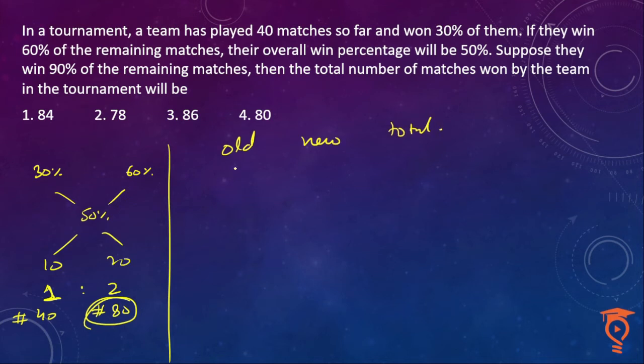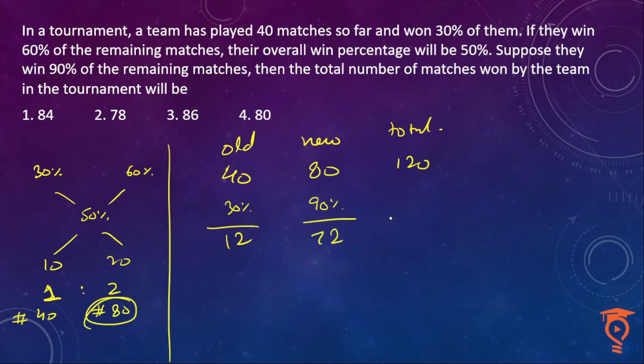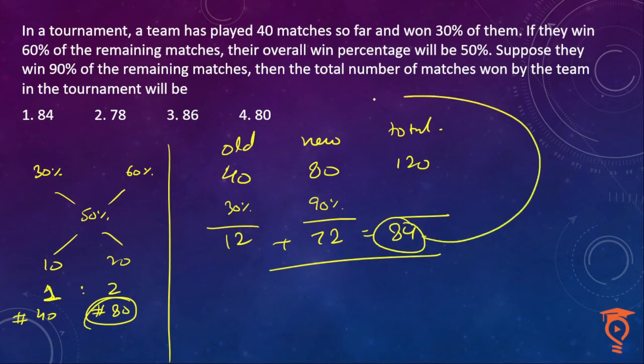Now, same thing, old matches, new matches, total matches. Old matches were 40 in number, new matches now we found 80 in number, and the total number of matches become 120. 30% won, that's 12. 90% won in the new case, that is 72. So the total becomes 84, and that makes your first option. So this becomes the answer. I hope you understood both the methods.